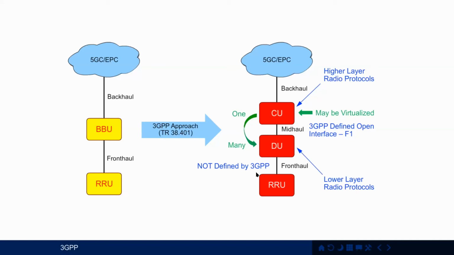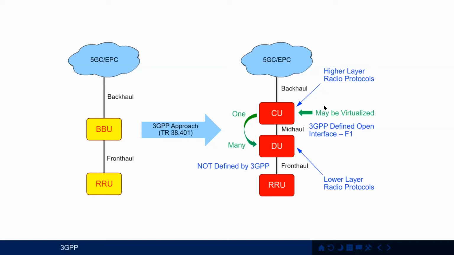Now, the reason why 3GPP have approached the architecture in this way is because we then have the flexibility to split our protocols. You may be aware that the protocol stack on the radio interface, the so-called access stratum, is made up from different layers, layer 3, 2, and 1.